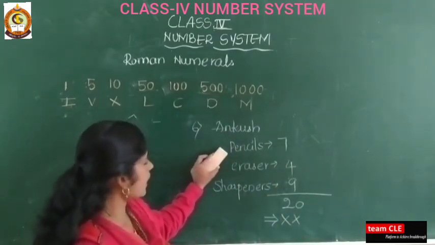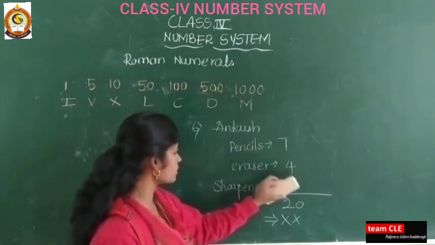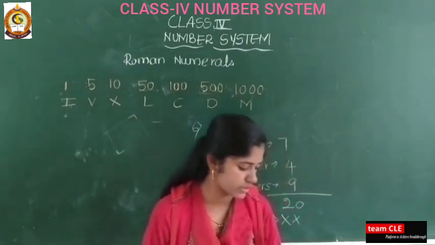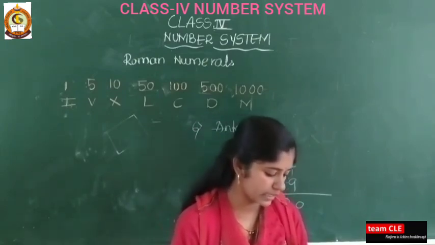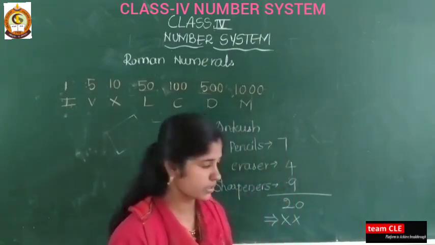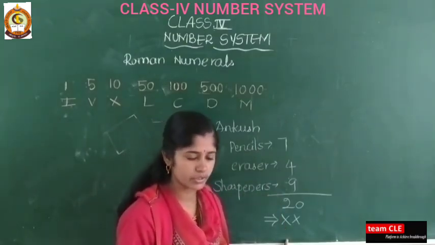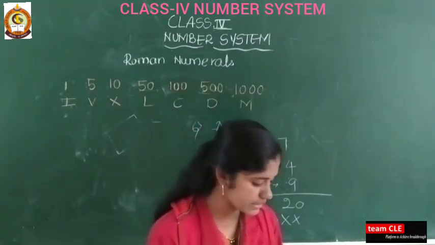Okay. Ankush has 7 pencils, 4 erasers, 9 sharpeners. How many stationery items does he have altogether? Write the answer using Roman numerals. I got the answer and I wrote the answer in Roman numerals. So here one more is there, 7th main.